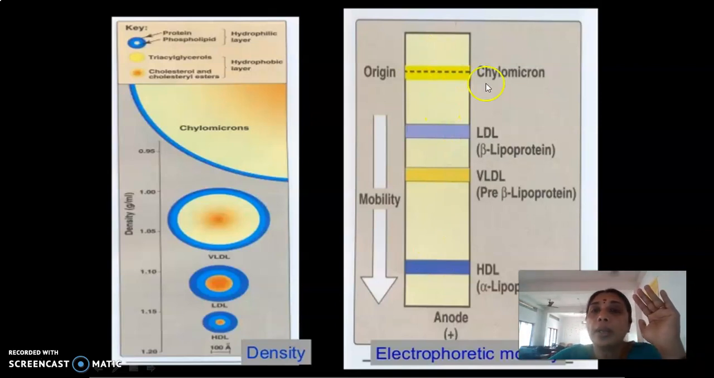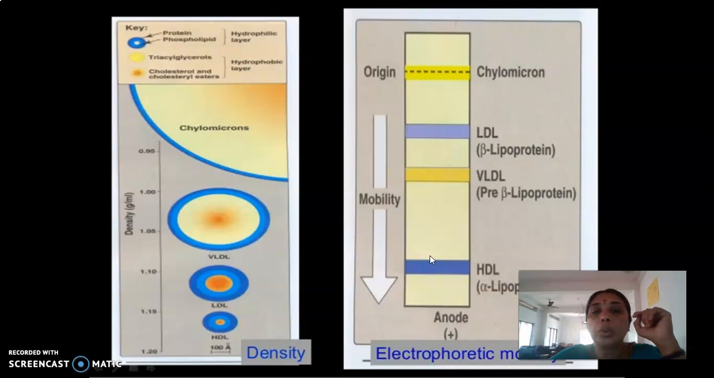Clear? So chylomicrons, having the least protein content, will be seen in and around the origin only, followed by IDL. IDL is followed by LDL, then VLDL. Sorry, this is wrong. Chylomicron will be followed by VLDL, then comes the LDL, then comes the HDL. So HDL is the fastest moving lipoprotein because it has the maximum protein content.